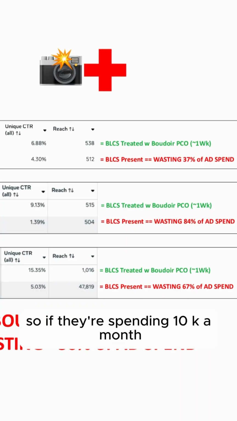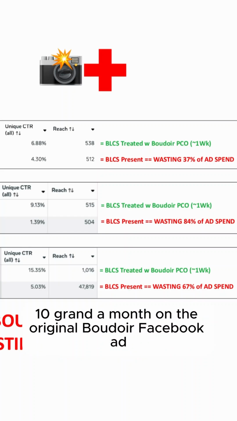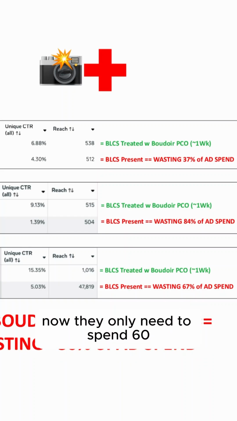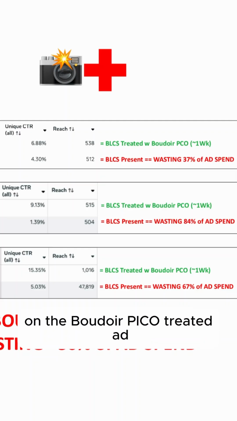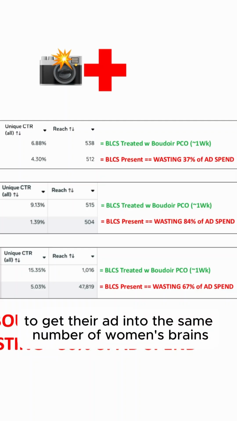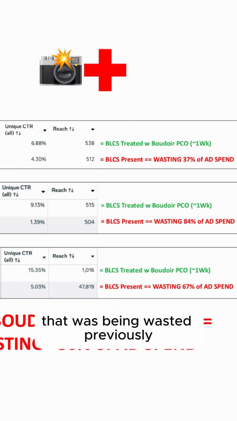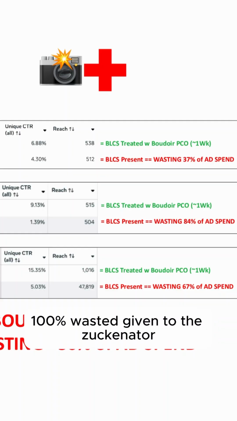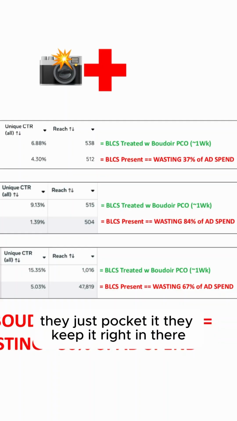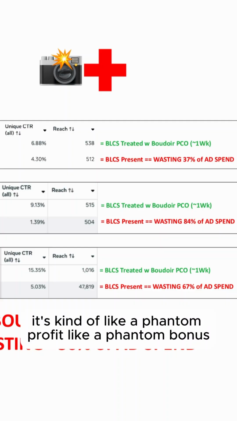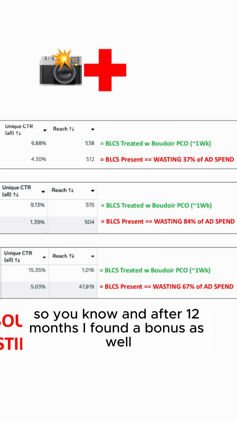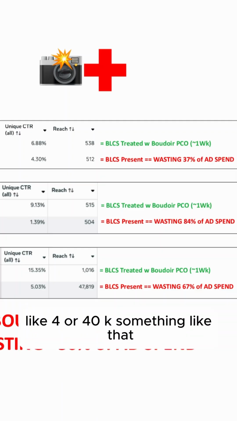So if they're spending 10K a month, 10 grand a month, on the original Boudoir Facebook ad, now they only need to spend $6,300 a month on the Boudoir Pico treated ad to get their ad into the same number of women's brains. Way more efficient. And that $3,700 a month they no longer have to spend was being wasted previously, 100% wasted, given to the Zuckinator. They just pocket it, keep it right in their pocket, don't have to spend. It's kind of like a phantom profit, like a phantom bonus. And after 12 months, the phantom bonus is what, like 40K, something like that.